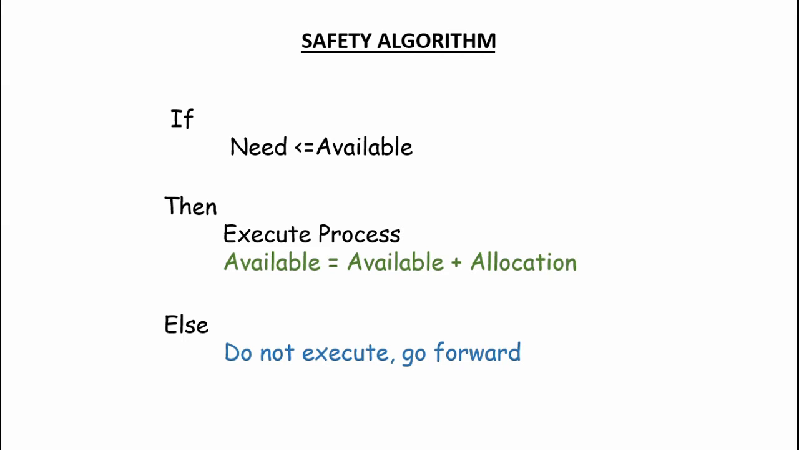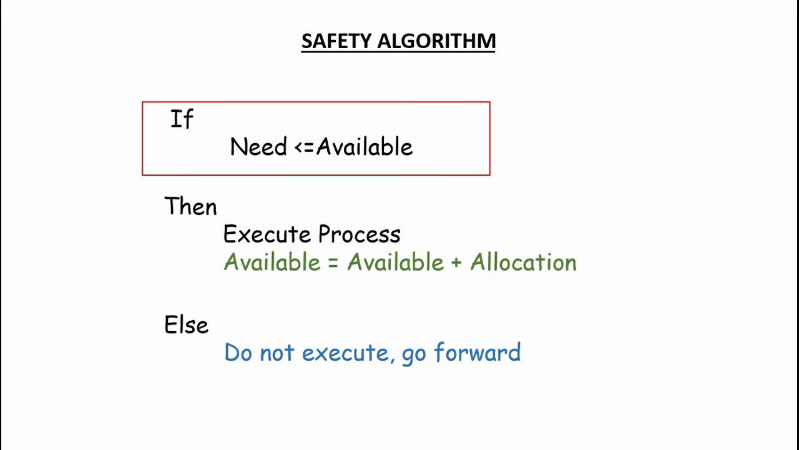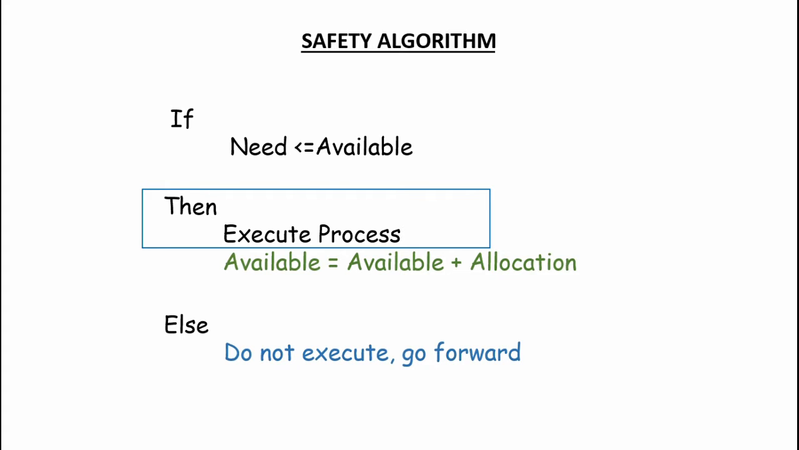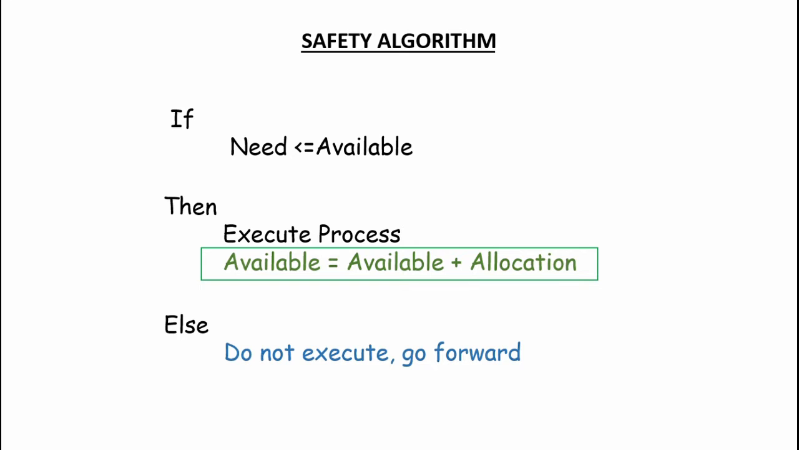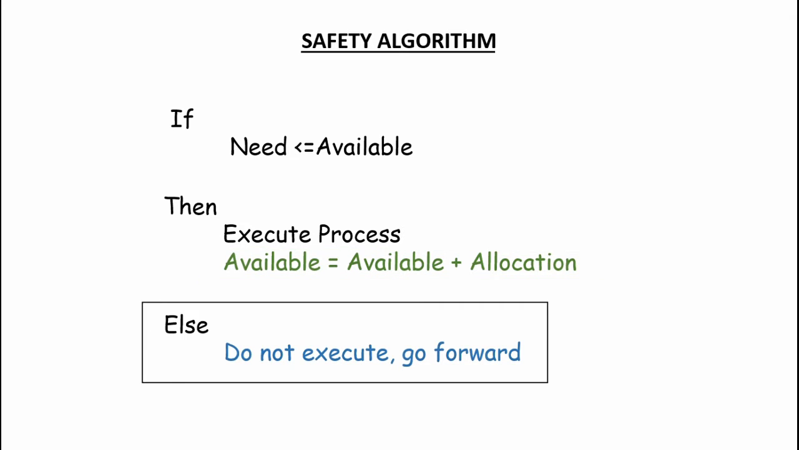What it says is that if need is less than or equal to available, then execute the process. The process will be executed, and the resources we have allocated to that process will be freed and we can add them to available, so we will update the available. Our new available will be available plus allocation, and if need is greater than available, then we cannot execute the process and we will go forward. Okay, so let's use this safety algorithm on each process to check if the system is in a safe state or not and to find the safe sequence.